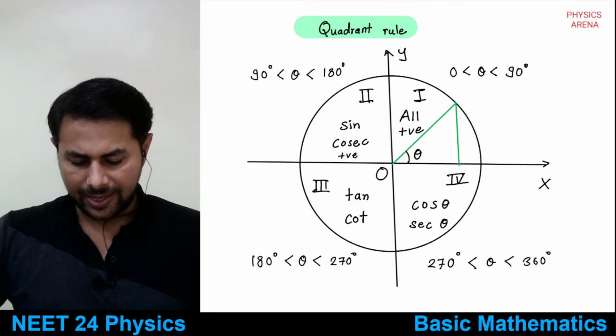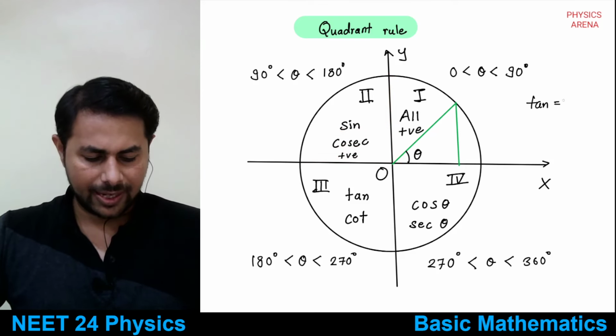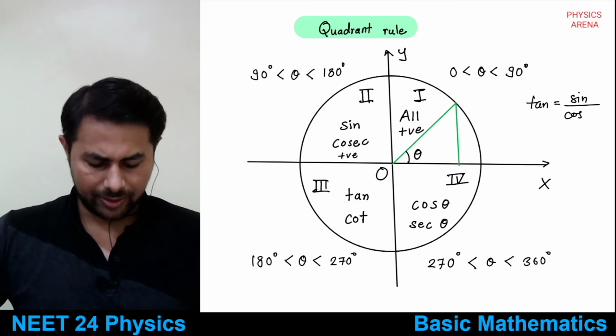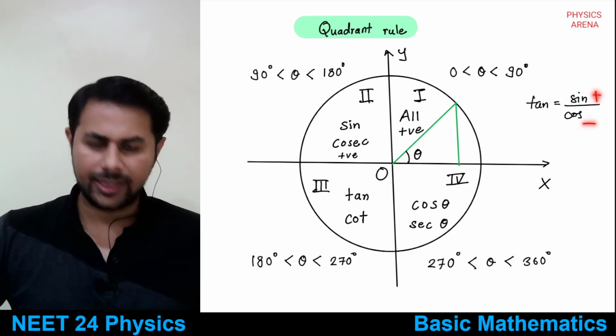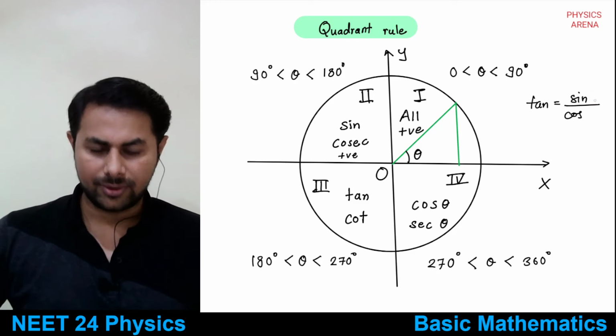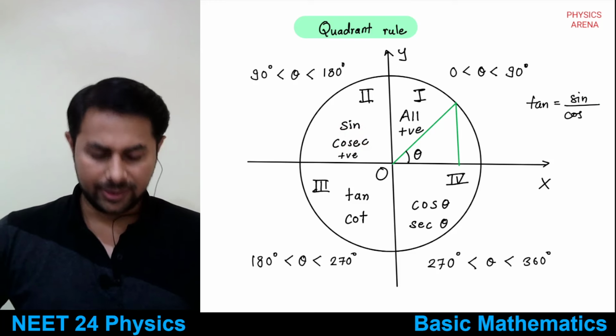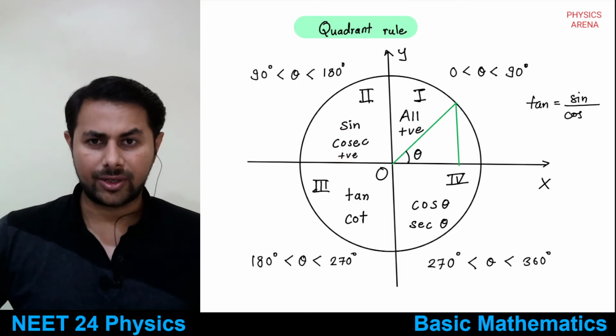And when you take tan or cot, what is tan? Tan is sine by cos, right? Sine is positive, cos is negative, so tan will also be negative. That's why just sine and cosec are positive, everything else is negative in the second quadrant.